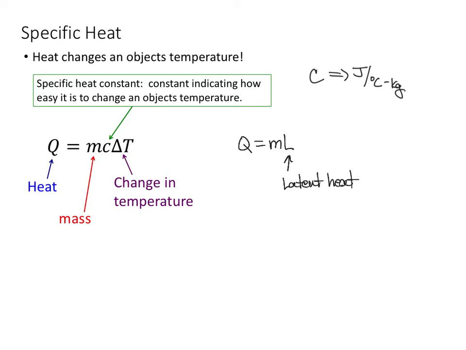And every substance will have a latent heat of vaporization. That's to go from gas to liquid or liquid to gas. And it will have a latent heat of fusion, which is the latent heat required to go from solid to liquid or liquid to solid. So we use this if we're undergoing a phase change. And again, this is the energy required to change the phase per kilogram. And then if we're just staying within the same phase and changing the temperature, we'll use this.